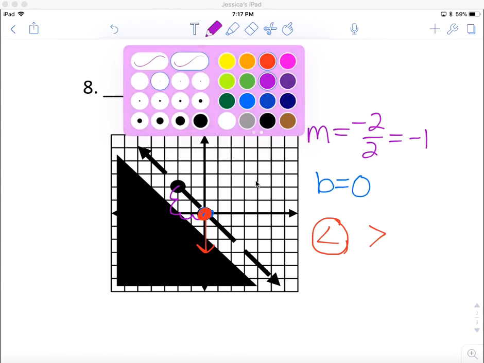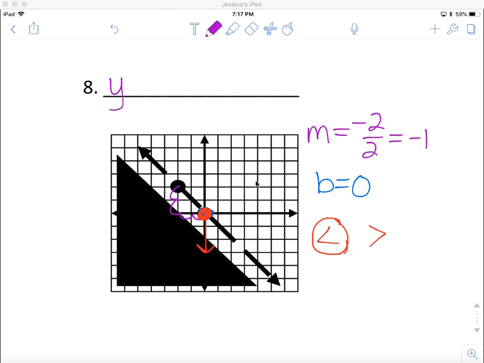Putting this all together, my final answer is y is less than negative 1x plus 0. If you want to write this in a more simplified way, you can write it as y is less than negative x.